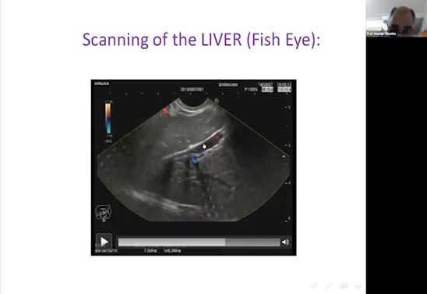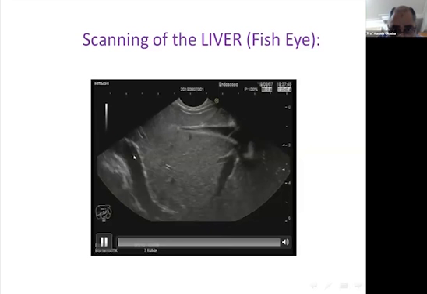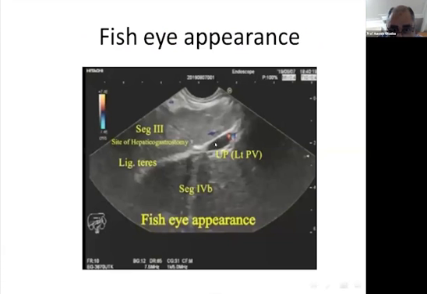At the left portal vein, which is the fish eye appearance, I can see two ligaments. Ligament going to the right of the screen, which is the previously mentioned ligamentum venosum, and another ligament going to the left side of the screen from the left portal vein, which is the ligamentum teres. Here, ligamentum teres and the left portal vein separate segment 3 from segment 4B. Here, segment 3 is suitable for hepaticogastrostomy biliary drainage.